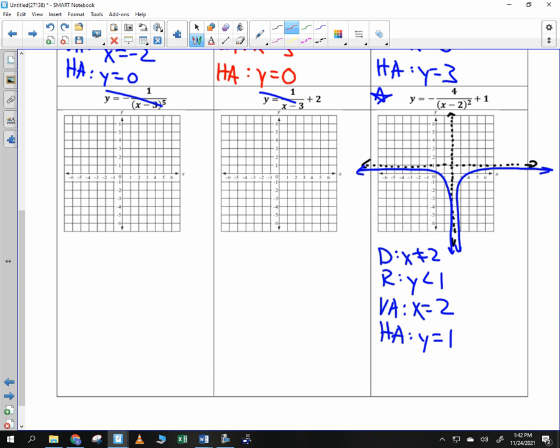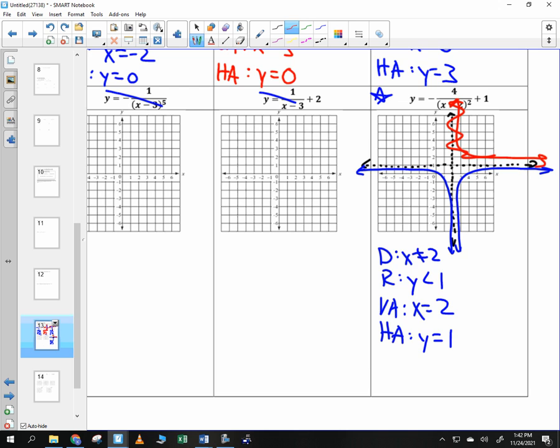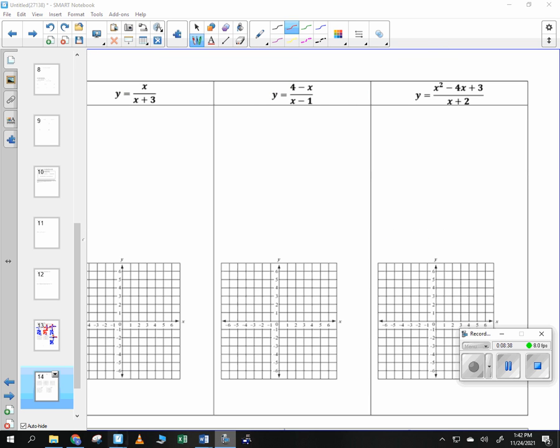If the graph was like this, okay, the blue and the red, then y can't be 1. But because they're both below, y is always less than 1. See the difference? Okay, flip it over. We do 2 more problems, and you'll be ready to work.